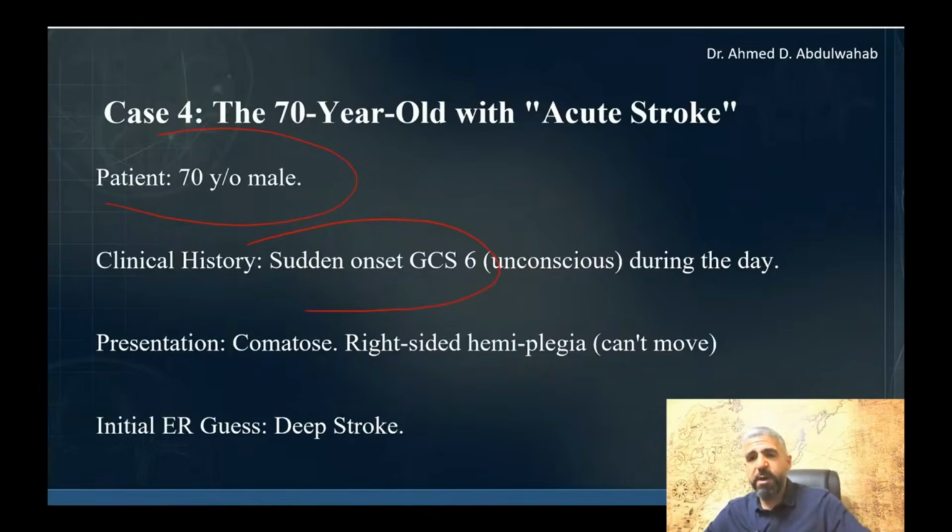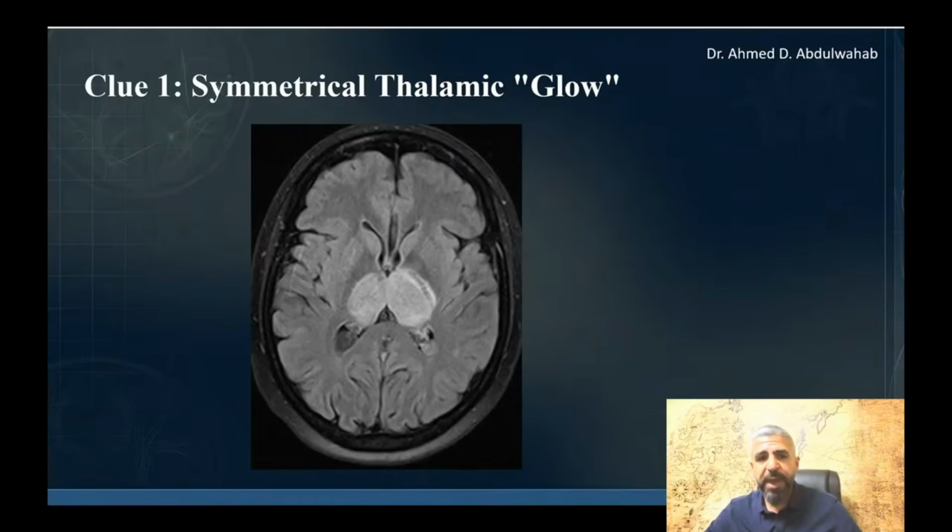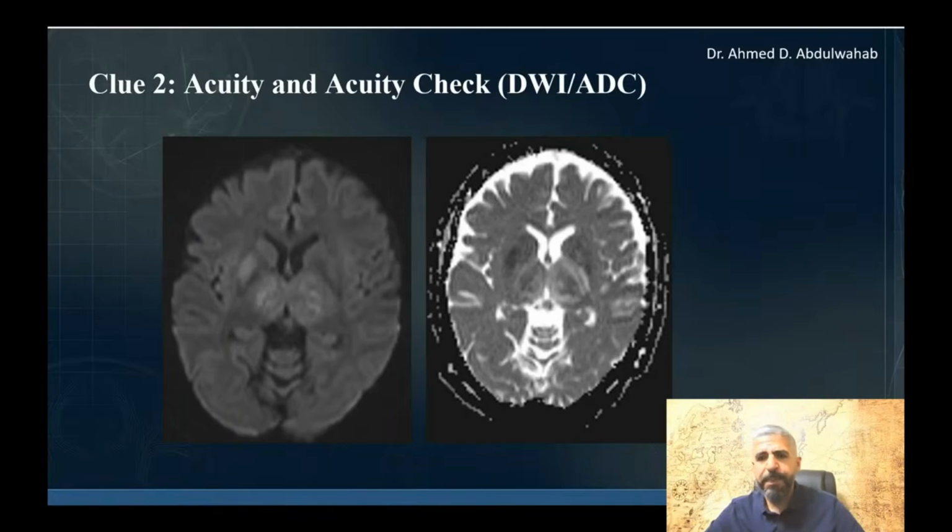Let's go to the first clue, the symmetrical thalamic glow. Detectives, look at the glow. Perfectly symmetric. It's only in the thalami, okay? Symmetrical thalamic swelling. If it is symmetrical, what did I tell you? It's usually toxic or metabolic. That's rule number 1. Is this CO poisoning? Is it Wernicke's encephalopathy? Let's go to clue number 2, the acuity check, diffusion and ADC map.